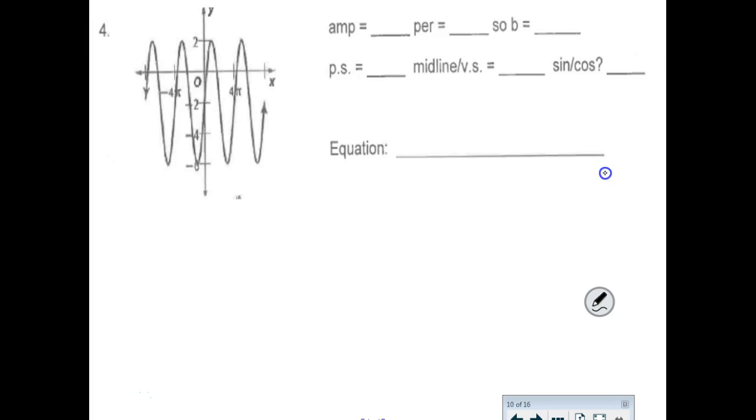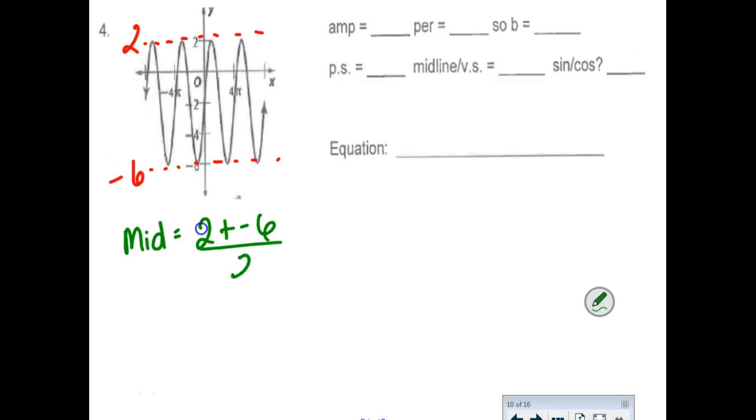Alright, what's going on? 2 is our max. Does that say -6? Now be careful, all these little tick marks on the y-axis are counting by 2s, so be careful there. Some of you can already visualize where the midline is, but if not, the midline, remember, is max plus min divided by 2. So is that -2? Okay.